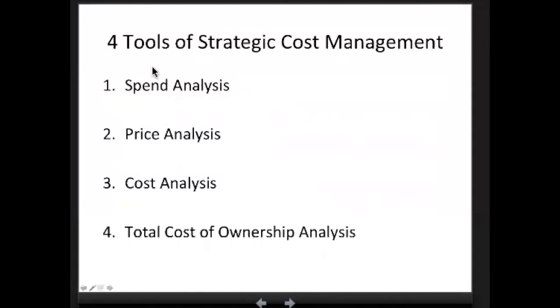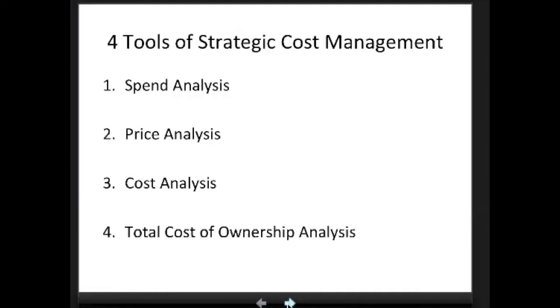volume leveraging, etc. The second is price analysis, understanding price across different suppliers and seeing whether you're getting competitive pricing or not. Cost analysis, which is more like a should cost, what should be the cost of the item. So there is a way in which you actually drill down into the cost components, cost drivers of an item, and then try to see what should be the cost and whether you are getting the right price based on the costing that you have done.